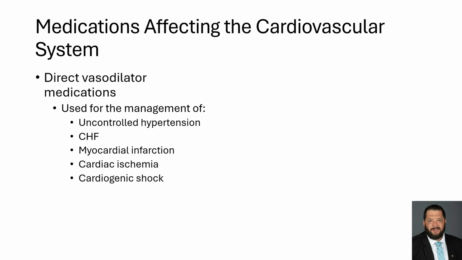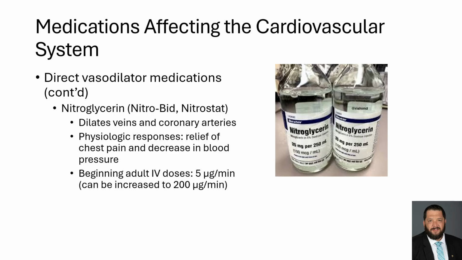Direct vasodilator medications are often used in the management of uncontrolled hypertension, congestive heart failure, for myocardial infarction patients, patients who are experiencing cardiac ischemia or cardiogenic shock. One of the more common medications, and you've seen this medication, maybe not in this preparation, but you've seen this medication since you were an EMT basic, nitroglycerin, nitrobid, or nitrostat, dilates the veins and coronary arteries. There's a physiologic response that typically relieves chest pain and decreases blood pressure, and adult doses, if we're giving it intravenously, begin at 5 micrograms a minute, but can be increased up to 200 micrograms per minute IV.